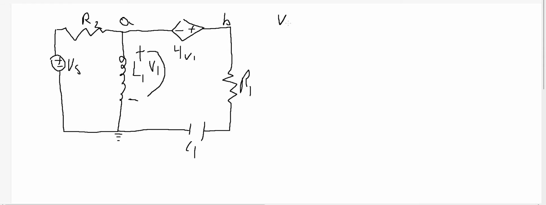So we can do VA minus VS to start with, because that will be A minus VS. So it's going over this R2 because this is always going to be VS, whatever VS is. So then that's all over R2. That'll get us the current going through there.